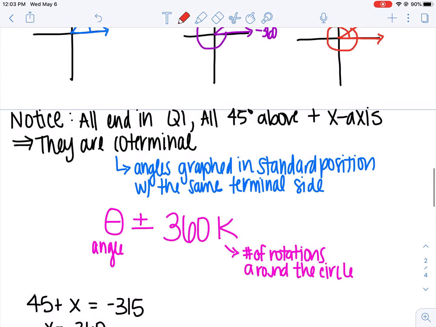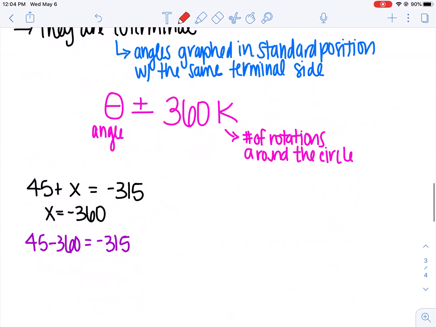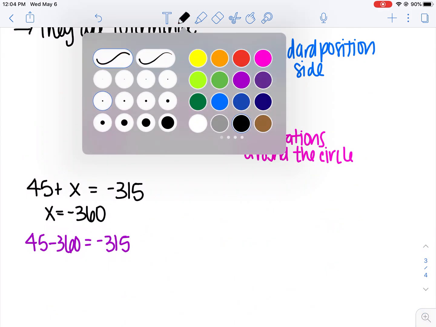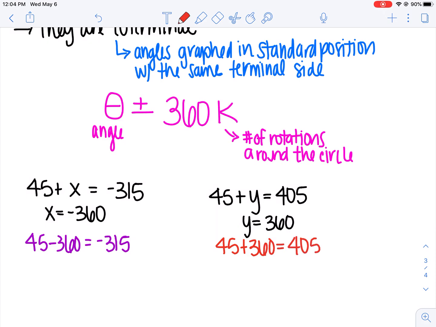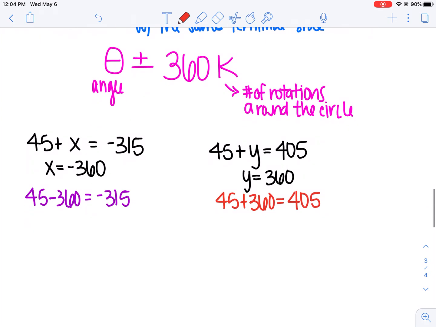And let's check 405. So we have 45 plus, let's give it a different variable, y equals 405. So what am I going to do to get y by itself? I'm going to subtract 45. So I'm going to get y equals a positive 360. So our equation would be 45 plus 360 equals 405. So again, we are using just 360, one rotation around the circle.